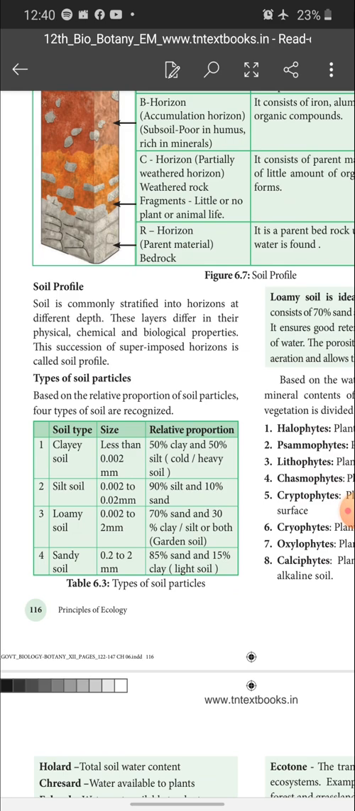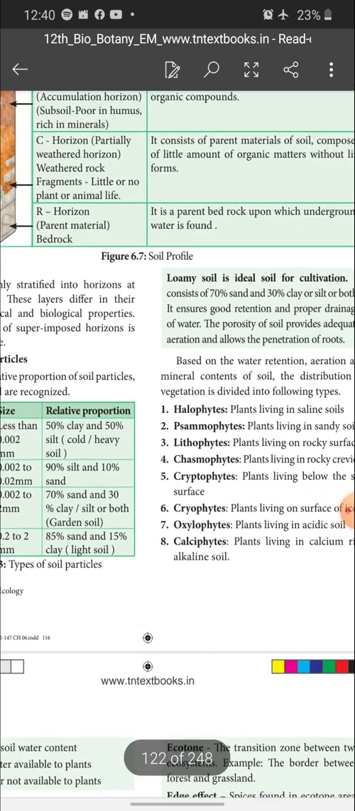Silt soil is 0.002 to 0.02 mm, 90% silt and 10% sand. Loamy soil is 0.02 to 0.2 mm, 70% sand and 30% clay, silt or both. Garden soil is an example. Sandy soil is 0.2 to 2 mm in size, and its relative proportion is 85% sand and 15% clay. It is a light soil.